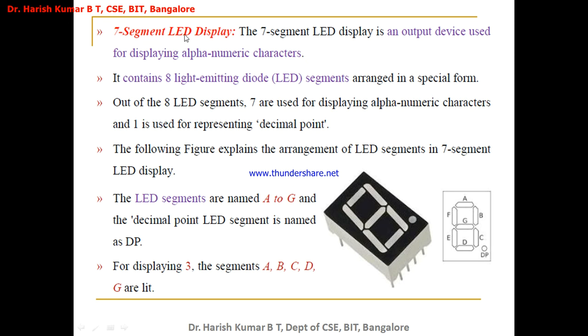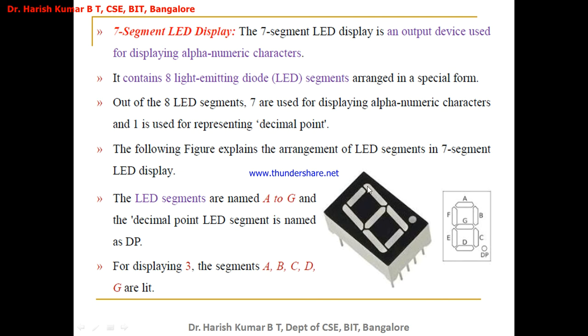Now it's called a 7-segment LED display, but strictly speaking there are 8 light emitting diodes inside it, arranged like this. Out of these 8, 7 are used for displaying the alphanumeric character and 1 for representing the decimal point. Here you have 7 LED segments, and this one is for the decimal point. Including this, there are totally 8 LEDs. You can count from here: 1, 2, 3, 4, 5, 6, 7, and including this it is 8.